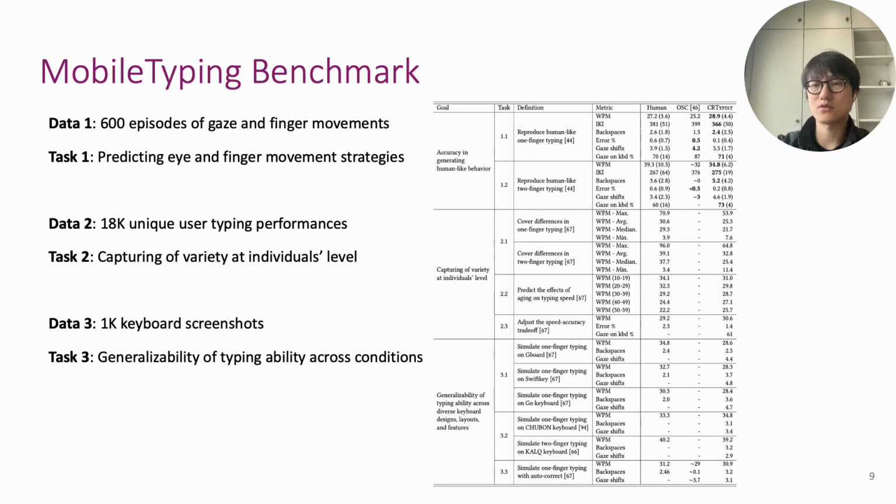It covers 600 episodes of detail-level gaze and finger movement, 18,000 unique users' sentence-level typing performance, and 1,000 collected keyboard screenshots. They can be used to evaluate the design goals we mentioned previously: the accuracy, the individual level differences, and generalizability. The results and comparisons are shown in the benchmark table.